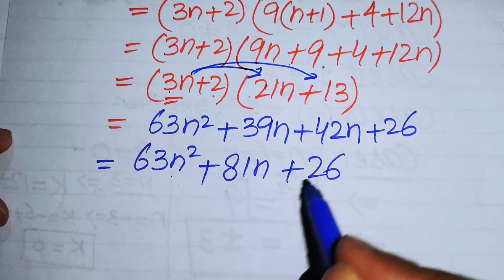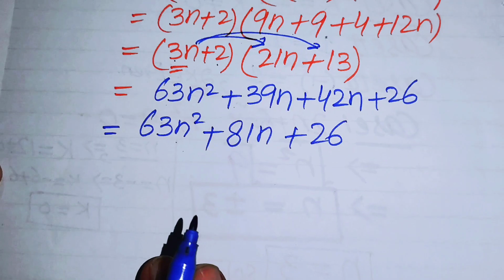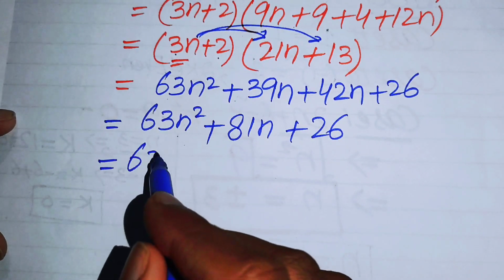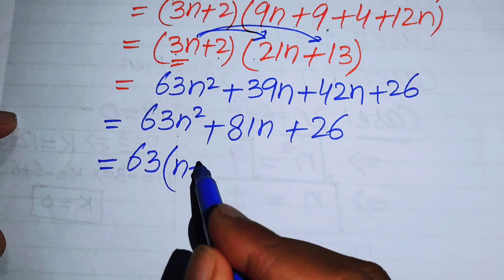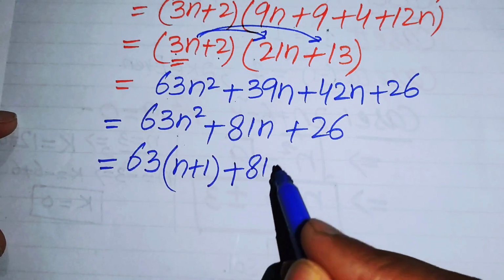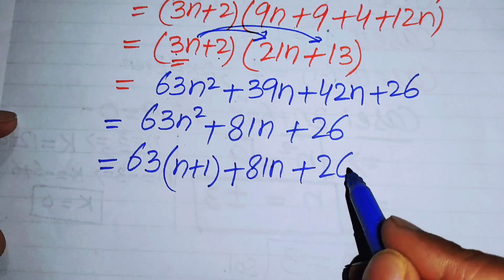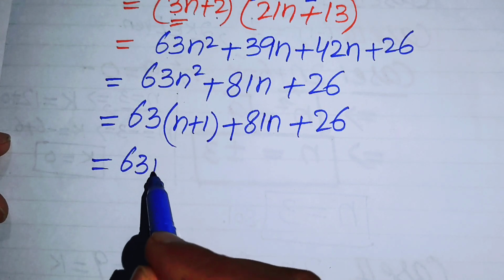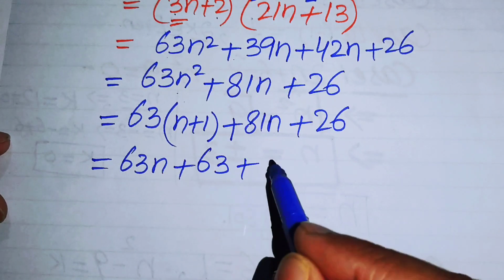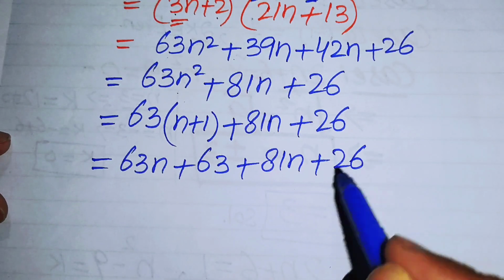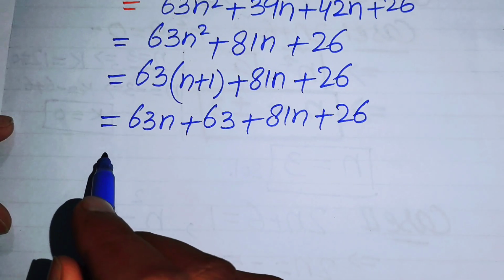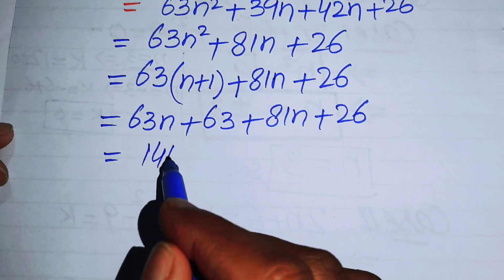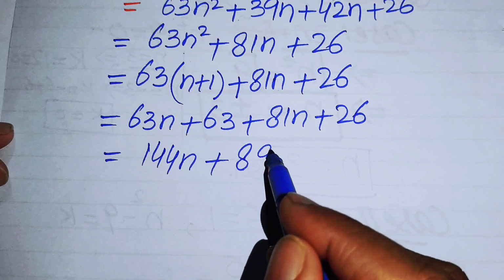81n and plus 26. So here we again use equation number 1, and in equation number 1 we have n square equals to n plus 1. So we substitute the value of this n square and we have 63 times (n plus 1) plus, here you have 81 times of n plus 26. So we multiply the 63 on both of the terms and we obtain 63 times of n plus 63 plus 81n plus 26. So now we again add the like terms, and first we add 63 plus 81 and we obtain 144 times of n plus 89.